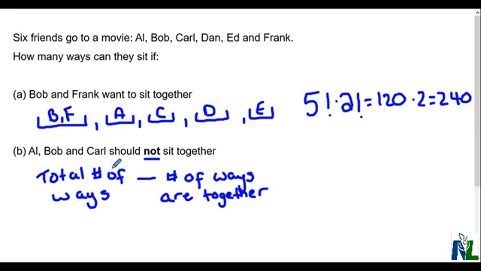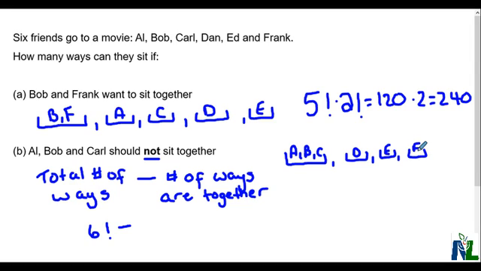So what's the total number of ways that those 6 friends can be arranged? That's 6 factorial. Now, what's the number of ways that Al, Bob, and Carl actually are sitting together? Well, I'm going to do that just like I did up here in A. So I'm going to group Al, Bob, and Carl together. I also have Dan, Ed, and Frank. So I'm going to ask myself, how many ways can I arrange 1, 2, 3, 4 people?